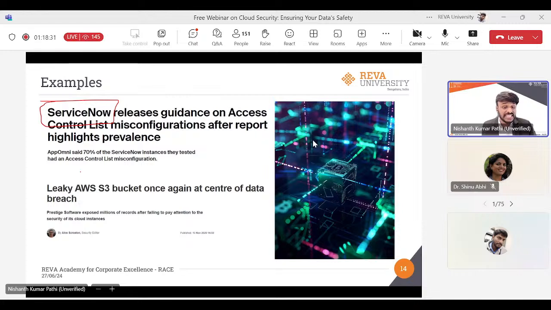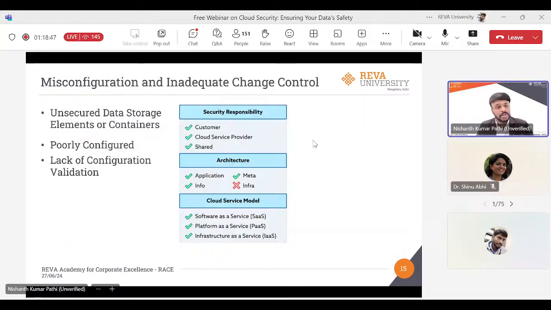And if you look at it, there is an AWS S3 bucket leakage from a software company, and millions of records got exposed. This case study happened in 2020 because of misconfigurations. Many times we have unprotected buckets or unprotected blob folders, unprotected object storage on the cloud, so people don't take care of it.